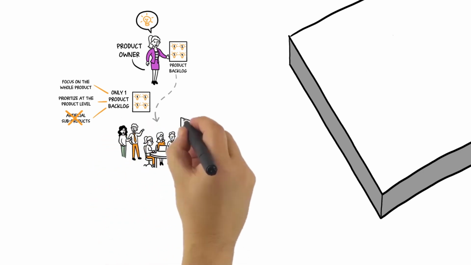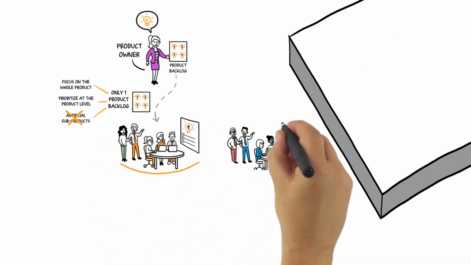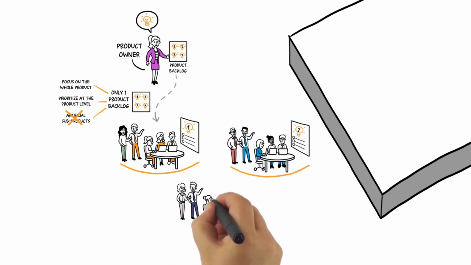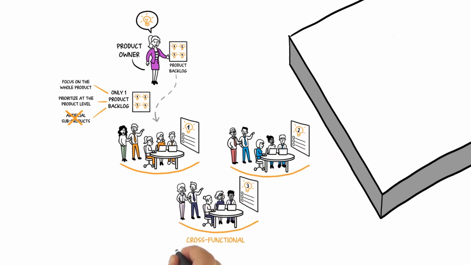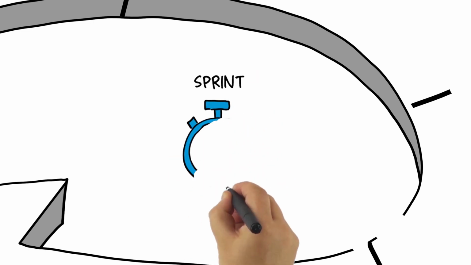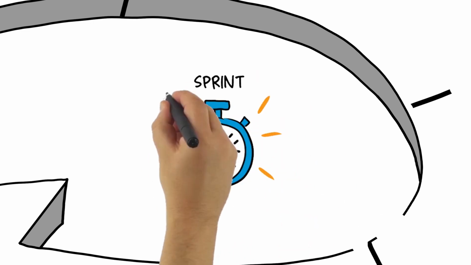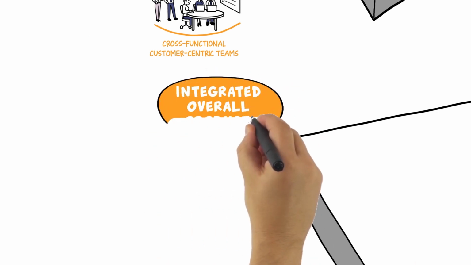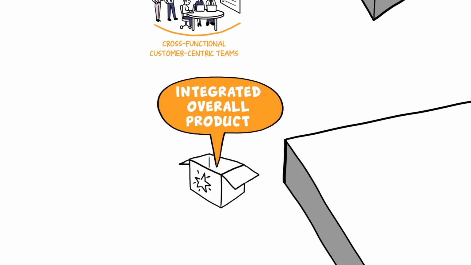In LeSS, several people create the product. These are organized into cross-functional, customer-centric teams. In LeSS, there is only one common sprint for all teams. It starts for all teams at the same time and ends with the integrated overall product. With short iterations, mostly 2 weeks, we maximize learning.